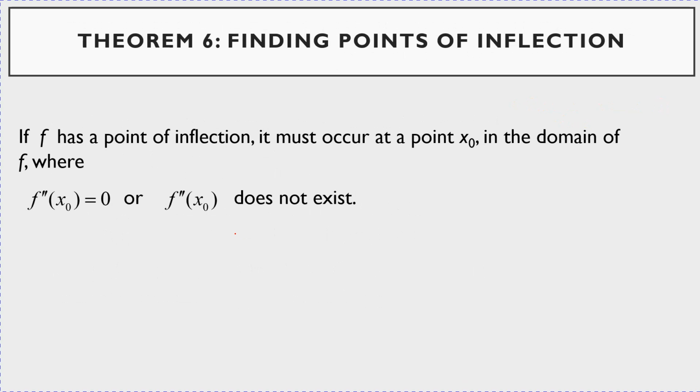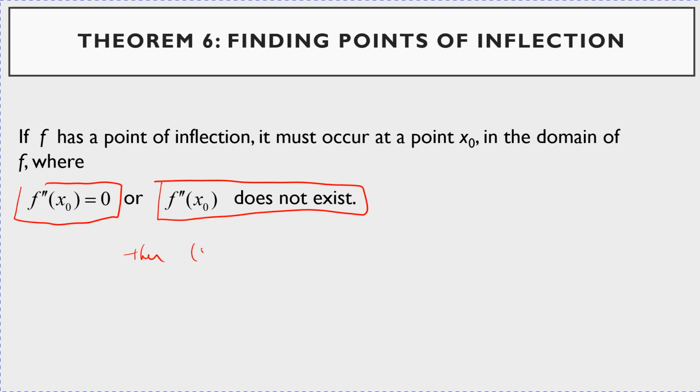All right, one final thing here, and then we'll work an example. Points of inflection. Points of inflection occur when you change from being concave downward to concave upward, or from concave upward to concave downward. So if f has a point of inflection, it must occur at some point x sub 0 in the domain of f, where the second derivative is equal to 0, or f double prime of that value does not exist. Then x0 comma f of x sub 0 is a point of inflection.